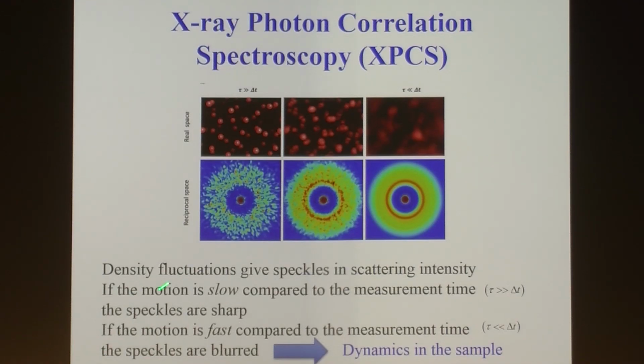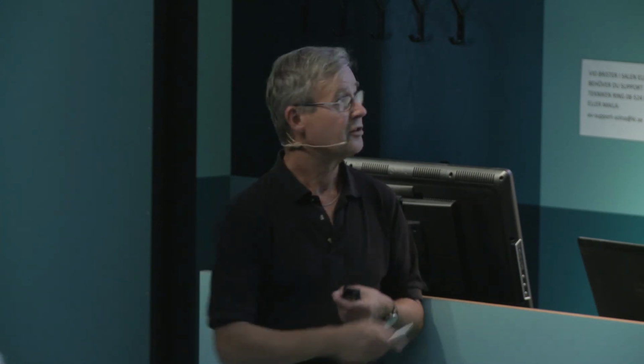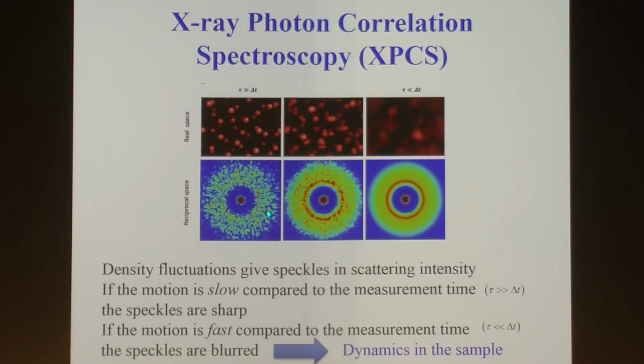And it's the same thing here. When we come in with the X-rays, if things are very, very static and we have some density inhomogeneities in the liquid, then we don't get this smooth ring. We get spots. But if things move while we measure, then those spots will go in different positions and they will smear out. So by looking at how sharp and well-defined these spots are, we can say something about the dynamics.